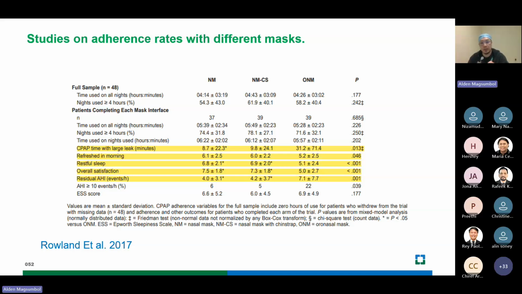So in conclusion, the investigators concluded that the nasal mask should be the first choice. Again, the first choice for most patients starting CPAP therapy due to its effectiveness in reducing the AHI and providing better comfort. The oronasal mask was associated with higher residual AHI and more side effects, making it less preferable for other patients unless the nasal route or nasal breathing is not feasible at all.